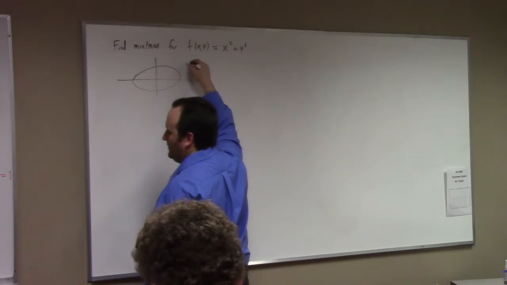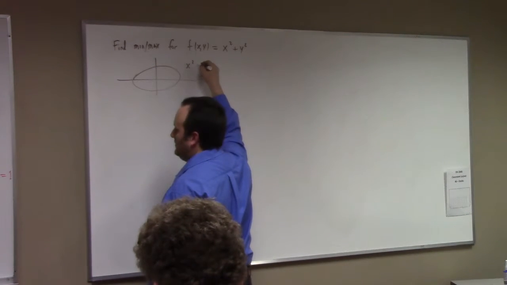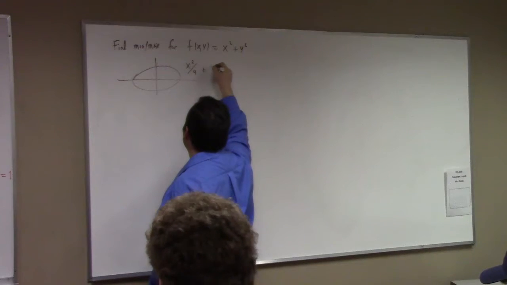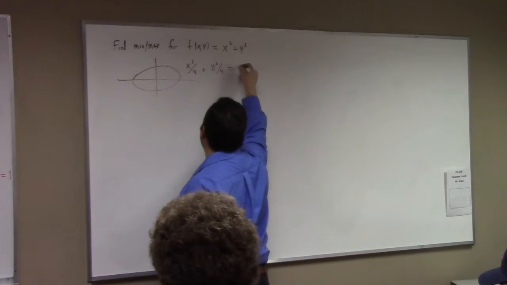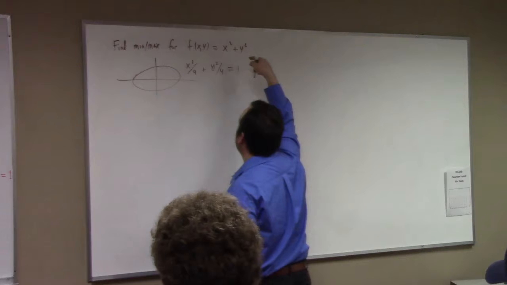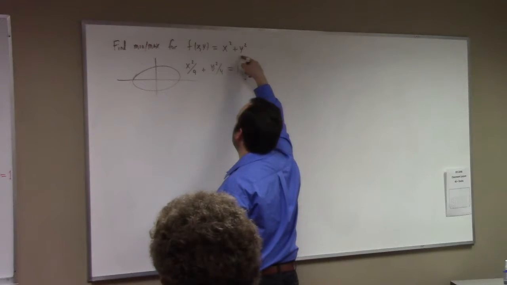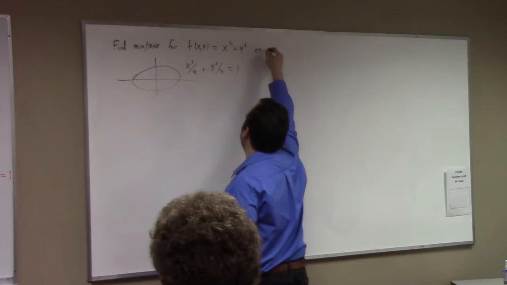So here, basically I'm saying x squared over 9 plus y squared over 4 equals 1. Find the min-max of f equal to x squared plus y squared on this curve.